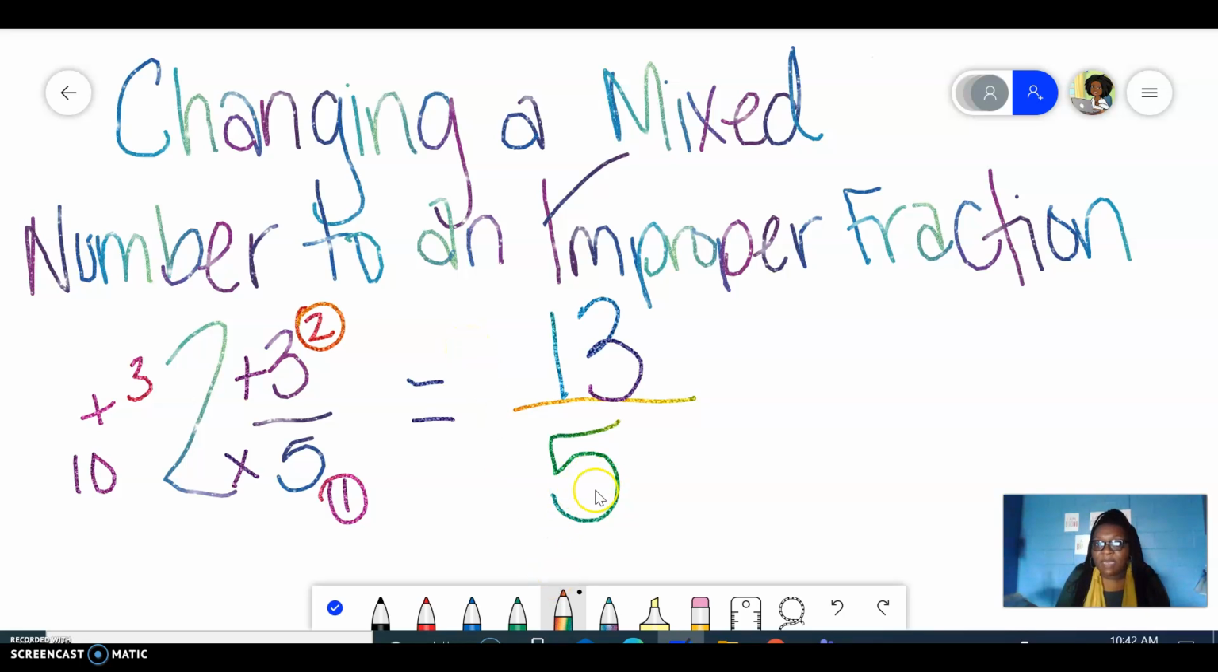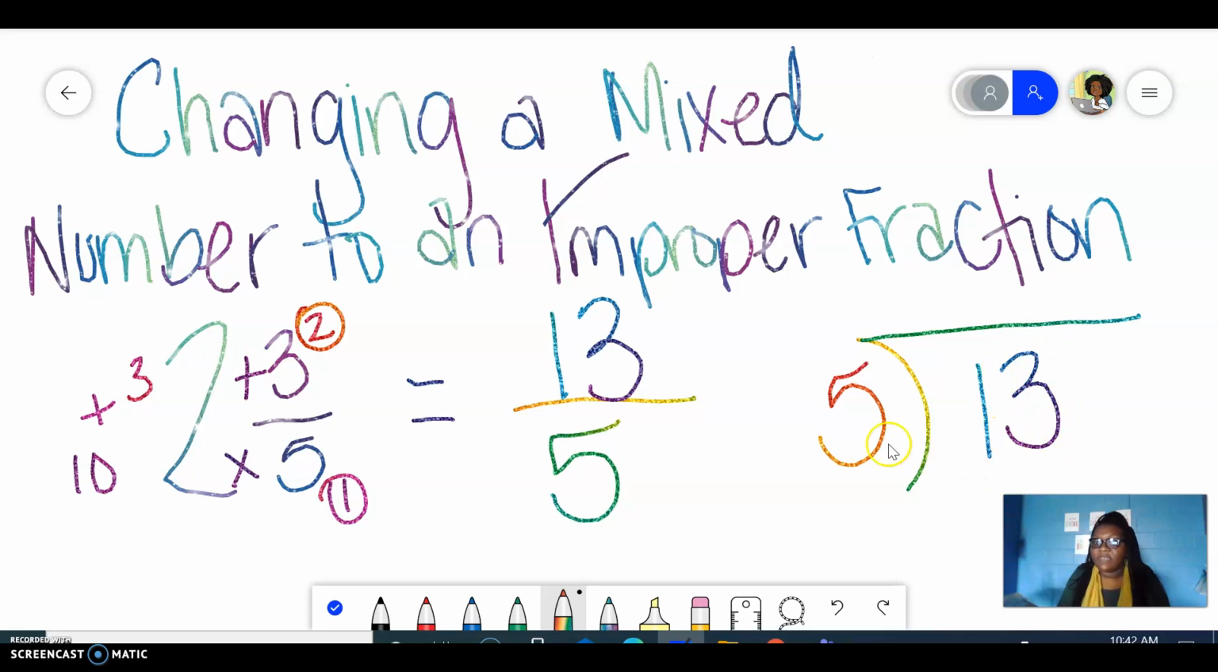How do I check to make sure that my improper fraction actually is the same as my mixed number that I just changed, that I didn't make any mistakes? Here's how you do it. You're going to put your 5, your denominator, on the outside of your division house and your numerator inside the division house. 5, and perform long division.